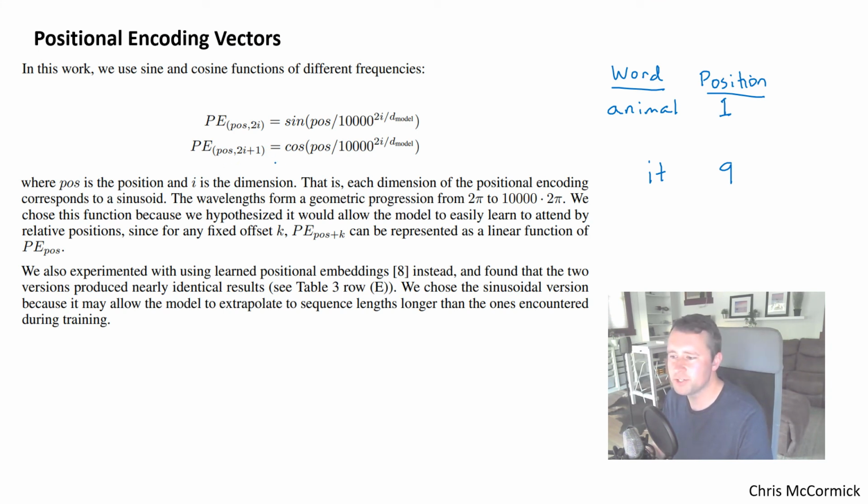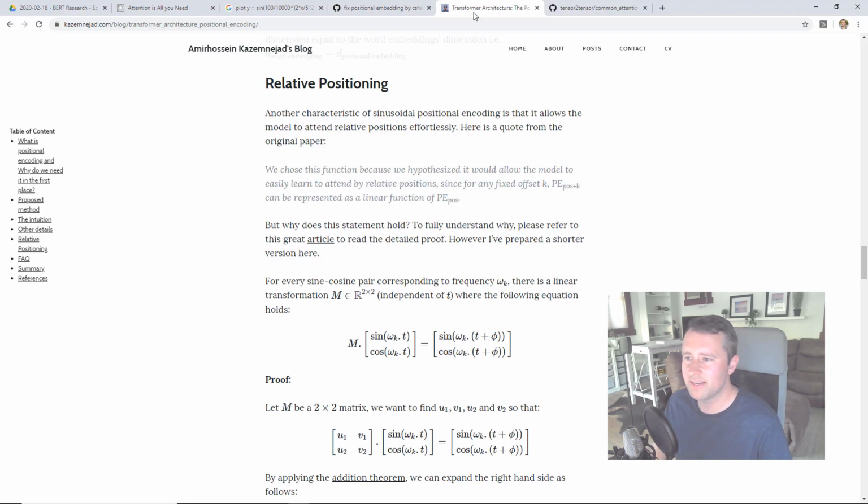So the rationale that they give for these two functions in the paper is that they hypothesized that these would allow the model to easily learn to attend by relative positions, since for any fixed offset k, if we're doing our example where animal is word 1 and it is word 9, then k equals 8, the encoding vector for the word at position 9 can be represented as a linear function of the encoding vector for the first word, PE1. For a deeper dive on this comment about the linear combination, there's a nice blog post written on this topic. It's more math heavy, and he goes through a proof of that claim. So I'll put this link in the description if you're interested to know more.